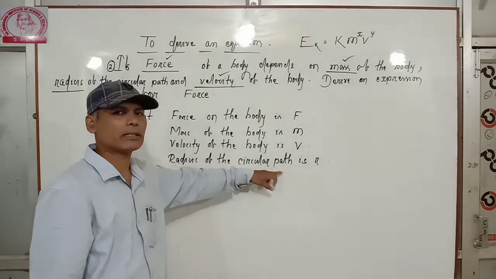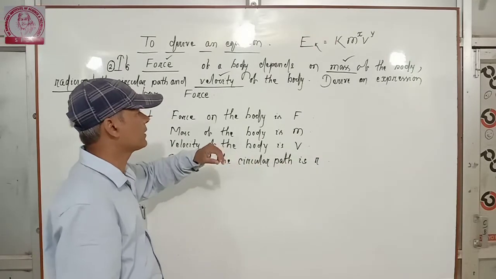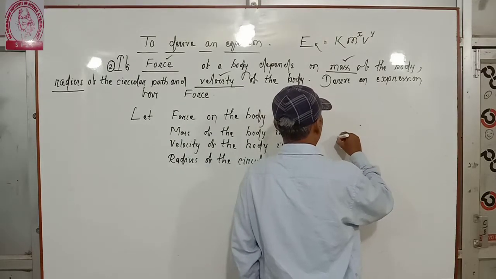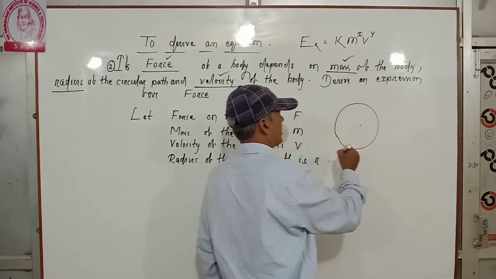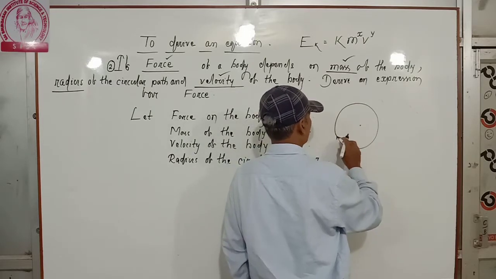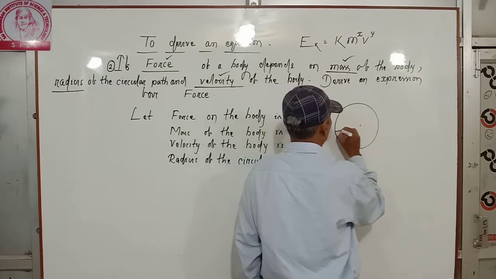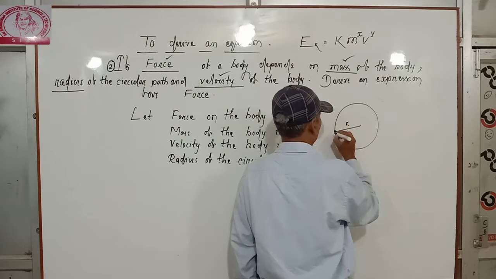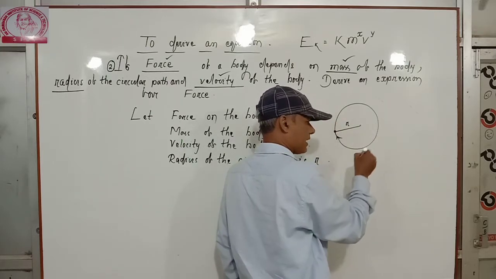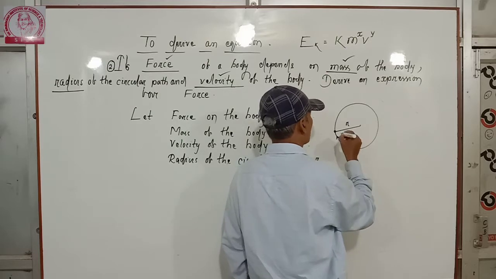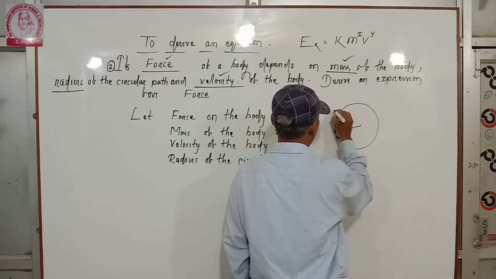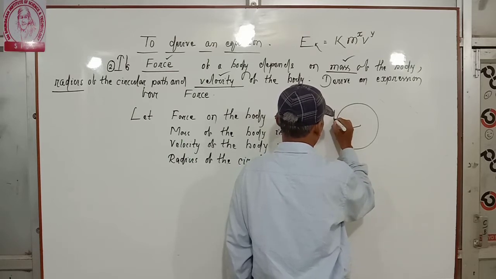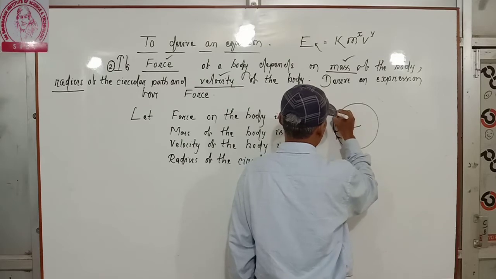Here, radius of the circular path is R, which means the body is moving along a circular path. This is the radius of the body. This is the body. The body is moving in a circular track or circular path with velocity. This V is the tangential velocity. This velocity is the tangential velocity.